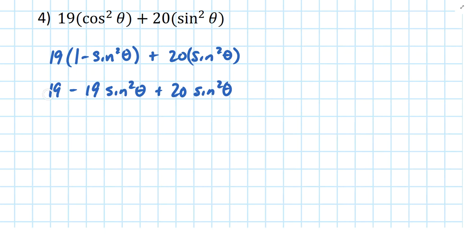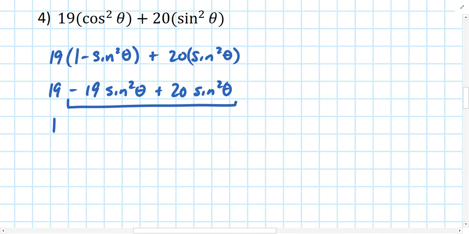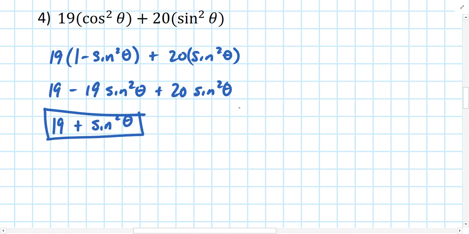And since we have 19 minus 19 sine squared plus 20 sine squared, well, we can combine like terms. Negative 19 sine squared plus 20 sine squared is just sine squared. So we're now left with 19 plus sine squared theta. And that's one way to rewrite this expression. Certainly we've condensed it and we've rewritten it into a nicer form.